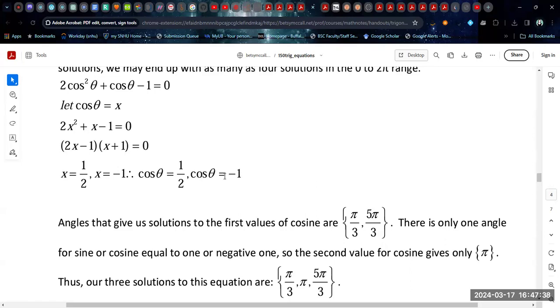Now, if I end up with any values that are outside the range of negative 1 to 1, then there is no cosine value, no angle value that will get me that value for cosine or sine, because those values are restricted to negative 1 to 1. So then I would just throw it away because there would be no solution.